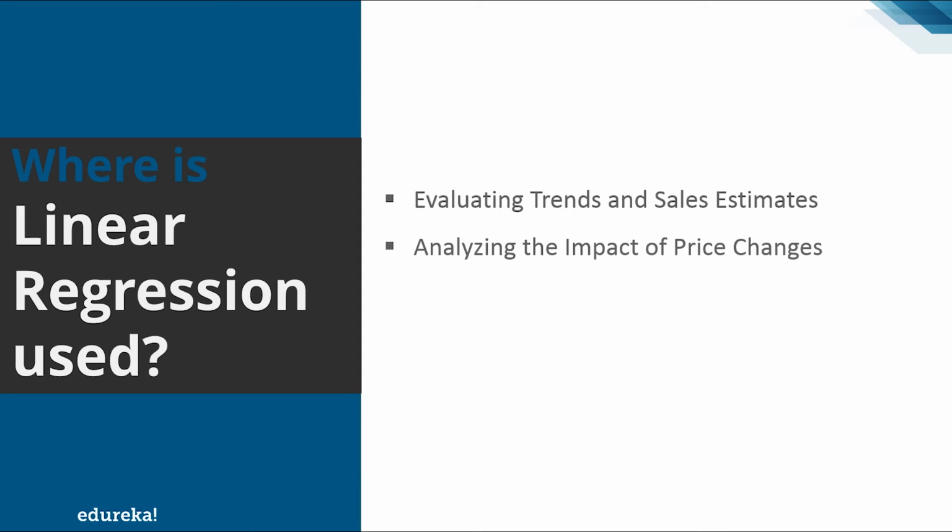Next is analyzing the impact of price changes. Well, linear regression can be used to analyze the effect of pricing on consumer behavior. For instance, if a company changes the price on a certain product several times, then it can record the quantity sold for each price level and then perform a linear regression with sold quantity as the dependent variable and price as the independent variable. This would result in a line that depicts the extent to which the customers reduced their consumption of the product as the price increased. So this result would help us in future pricing decisions.